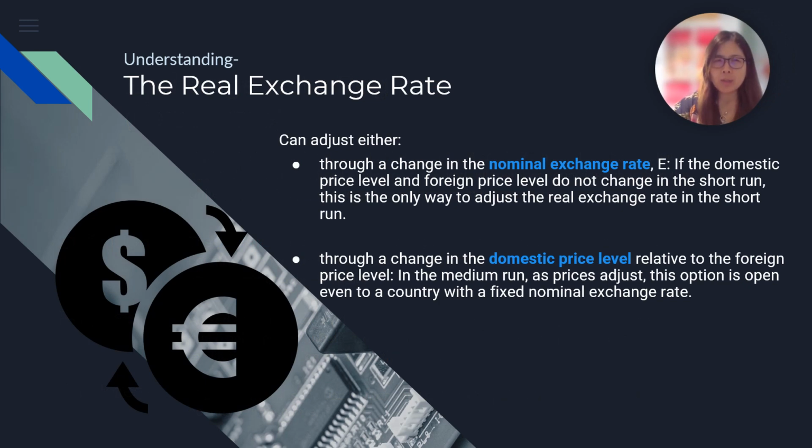Now let's move on to understanding the real exchange rate. Real exchange rate can adjust either through number one, a change in the nominal exchange rate, E. If the domestic price level and the foreign price level do not change in the short run, this is the only way to adjust the real exchange rate in the short run. Or number two, through a change in the domestic price level relative to the foreign price level. In the medium run, as price adjusts, this option is open even to the country with a fixed exchange rate.